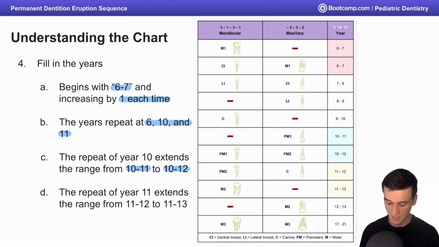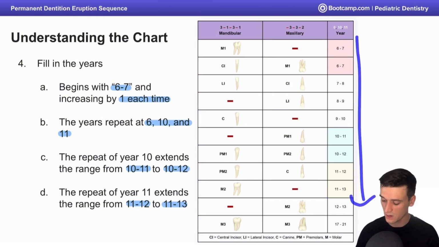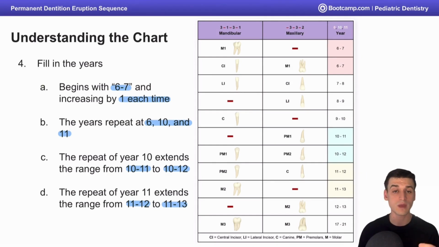A very similar thing happens when we repeat year 11, as the first time we write it, the range will be 11 to 12, and the second time we write it, the range is going to expand to 11 to 13. If we fill the year column out in this way, then our table will be complete, and we will have appropriately written our mandibular and maxillary permanent eruption sequences in relation to their correct expected years of eruption.